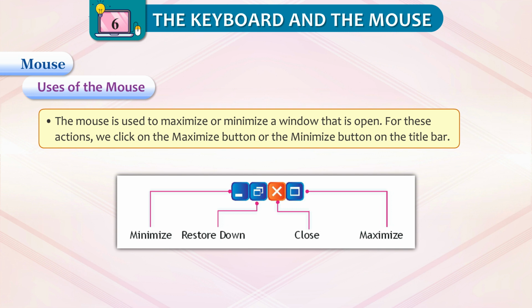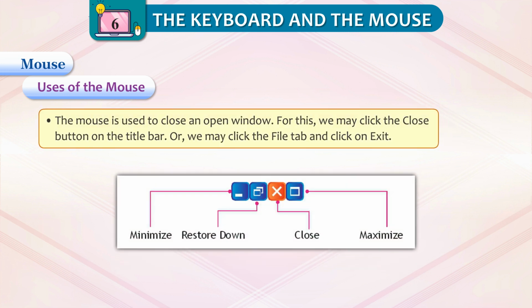The mouse is used to maximize or minimize a window that is open. For these actions, we click on the maximize button or the minimize button on the title bar. The mouse is used to close an open window. For this, we may click the close button on the title bar, or we may click the File tab and click on Exit.